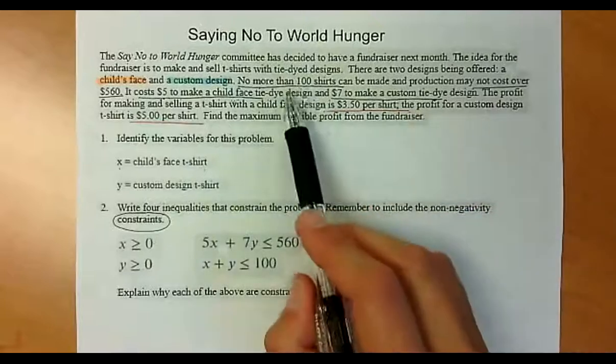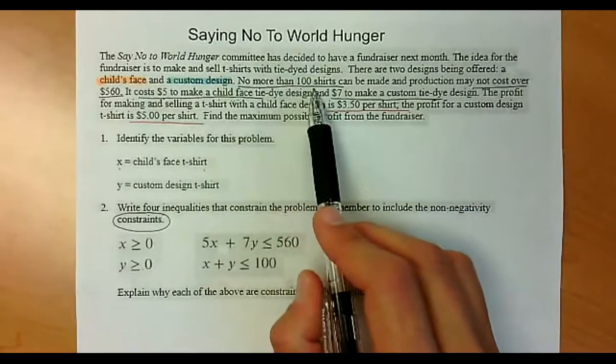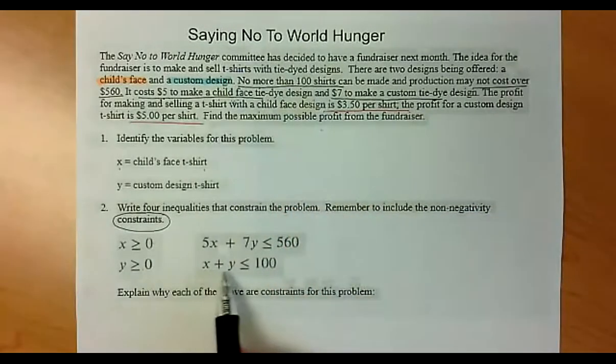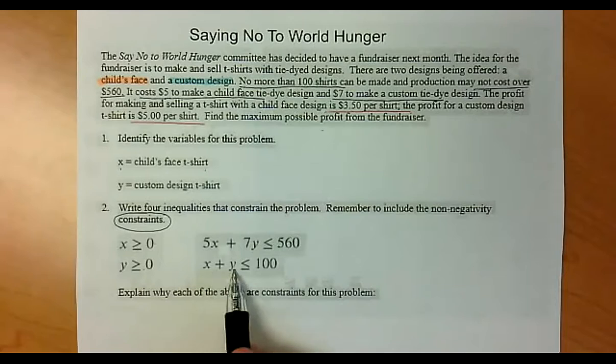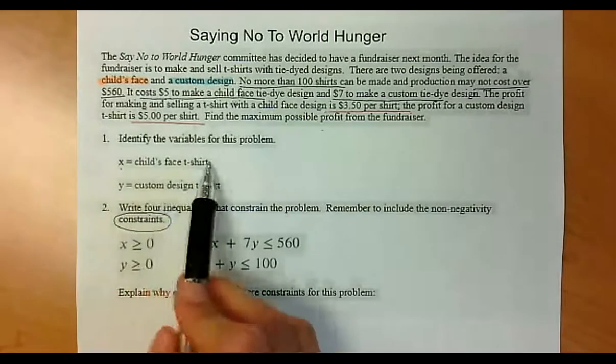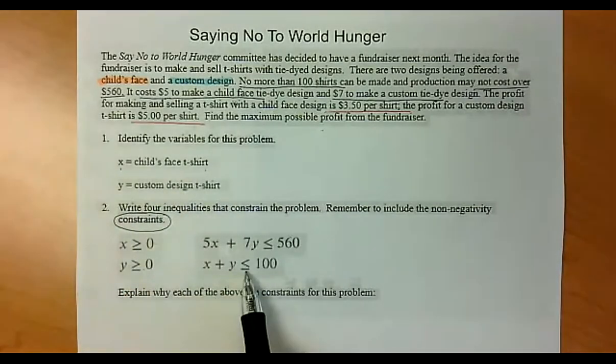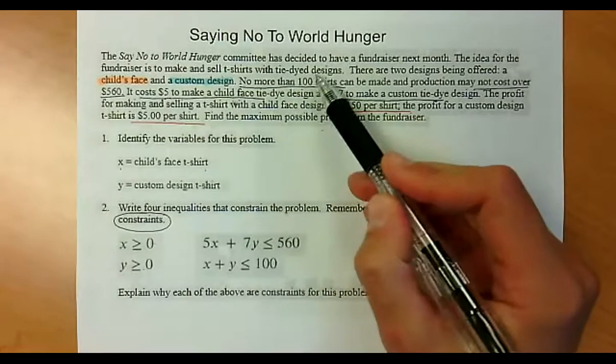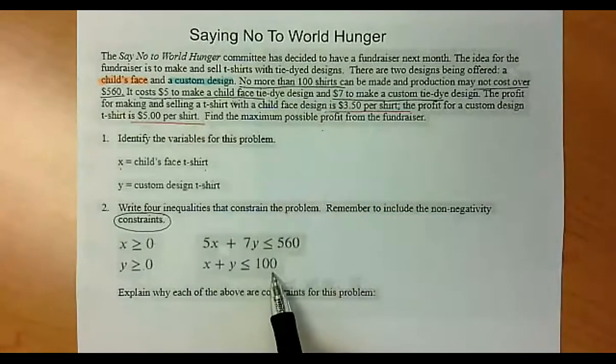So now my first constraint was that I can have no more than 100 shirts. So the total number of shirts, X plus Y, child face shirts plus custom design shirts, needs to be less than or equal to 100. No more than 100 means I can have 100, but I can't exceed it. Less than or equal to.